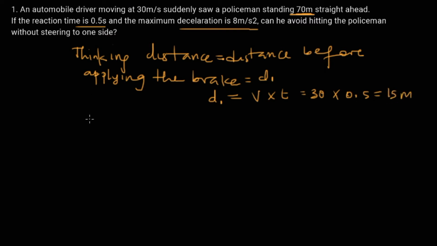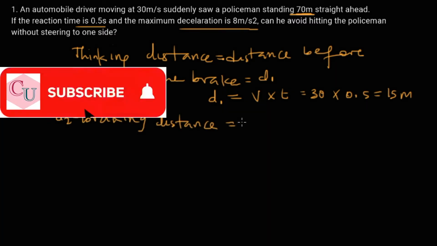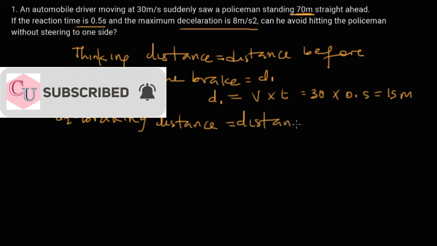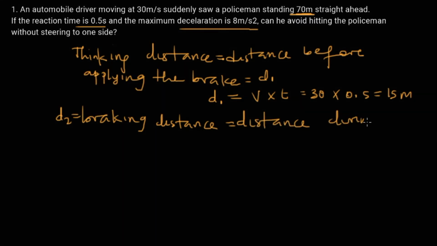And then we need to find the braking distance. The braking distance is the distance during deceleration, that is during the application of the brake. How long did the car move? That's the distance we want to look for. Now let's say that is d2, which is the braking distance, or the distance during deceleration.